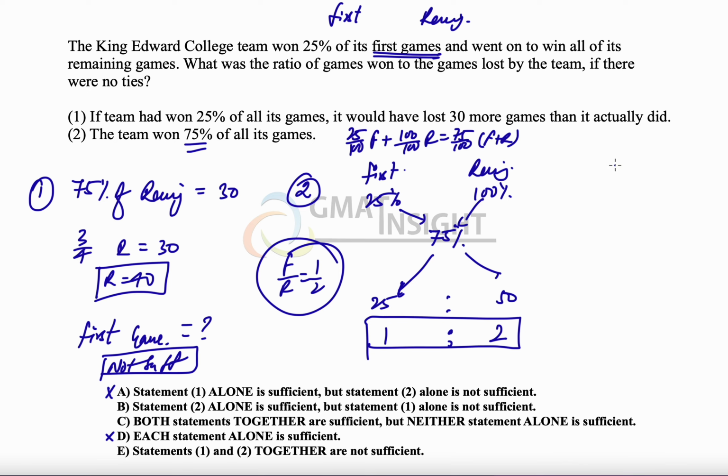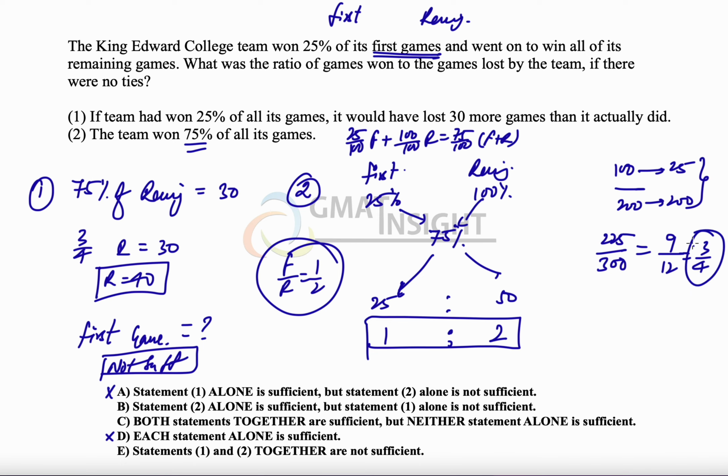That means if initially they played 100 games, then the remaining games will be 200. They win 200 here and 25 here. That means the total won games out of 300 will be 225 over 300. Now 225 over 300 you can calculate by dividing by 25. 25 divides it 9 times and 12 times, so that is 3:4, because we have the exact ratio of the total games won to the total games, won plus lost.